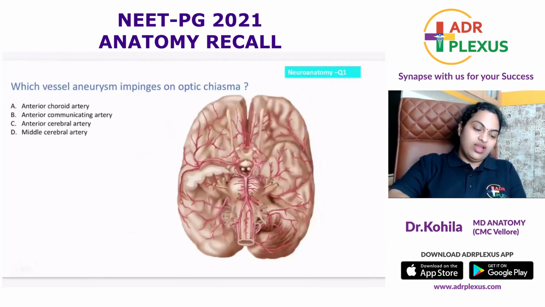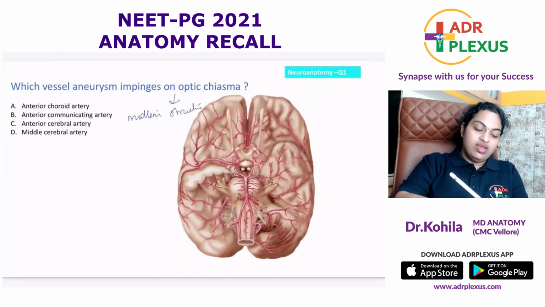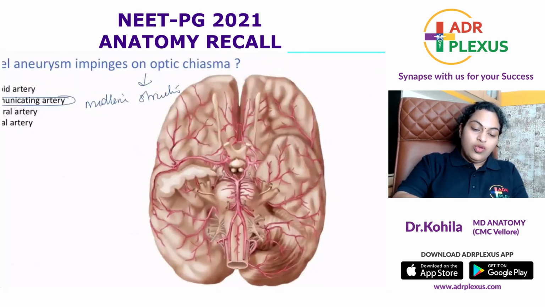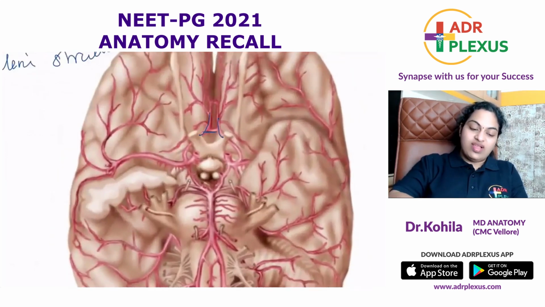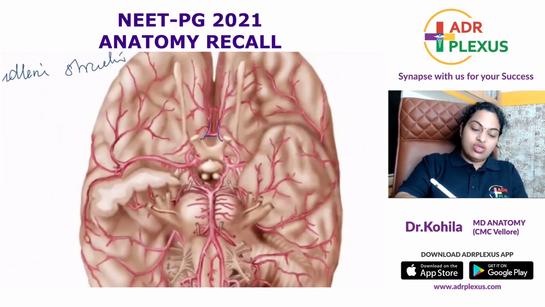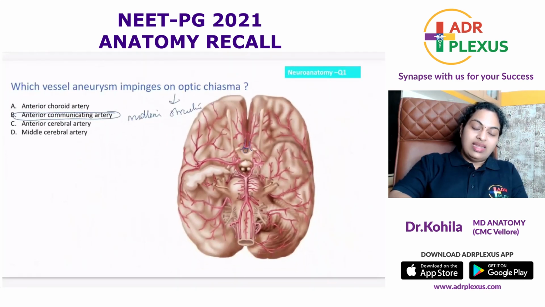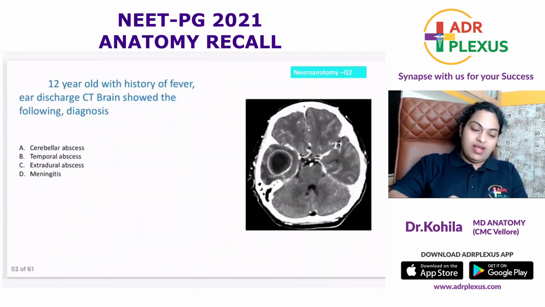This is also another straightforward question. Which vessel aneurysm impinges on the optic chiasma? You should remember that the optic chiasma is a midline structure, isn't it? So of the following arteries mentioned here, the anterior communicating artery that you see here, connecting the anterior cerebral arteries of both the sides, that's again a midline structure. So any aneurysm of the anterior communicating artery can impinge on the optic chiasma.